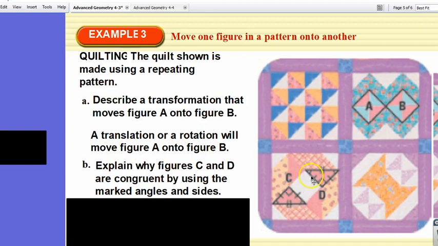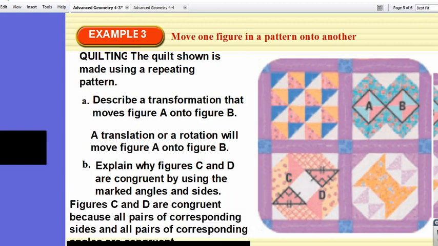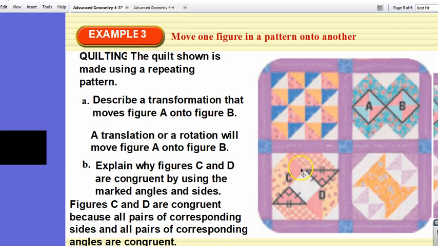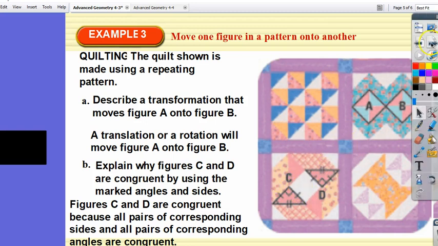Explain why figures C and D are congruent by using the marked angles and sides. So why are these congruent? All equal angles, all equal sides, right? Angle C is congruent to angle D. The base two angles are equal. And then this side, they're both isosceles. They have all equal sides to each other, all equal angles to each other, and that's why. All pairs of corresponding sides and all pairs of corresponding angles are congruent. If they would have had like A, B, C, and D, E, F, then you could have actually listed out all their congruent statements.